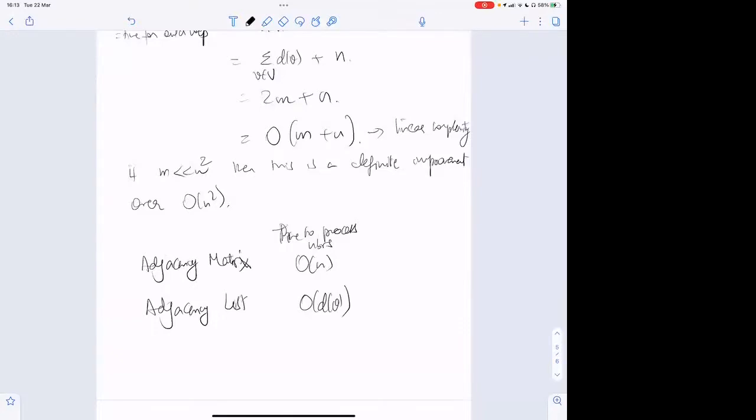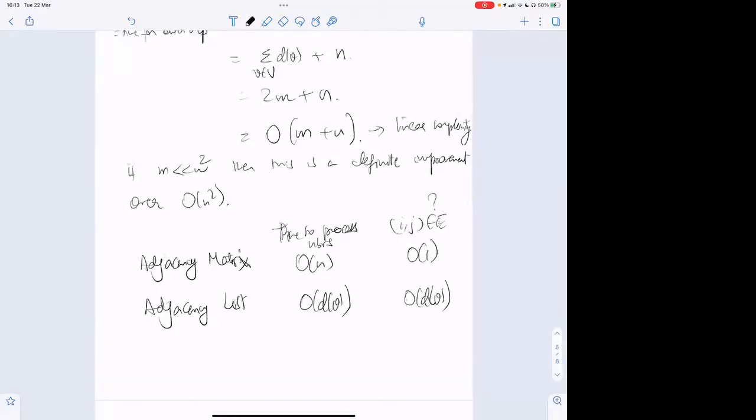And on the other hand, there is a flip side to this also. To find whether ij belongs to E, this test takes order 1 time here, but it still takes order d of v time here, because you have to go through the entire list to see whether ij is there or not. So v comma w belongs to E. Correct? Are you with me? Yes. Okay.